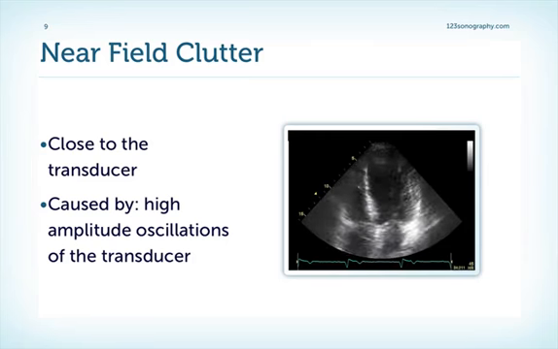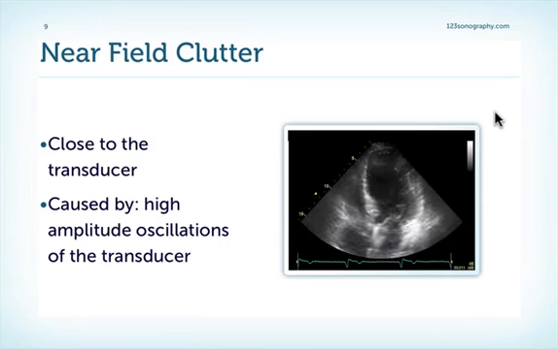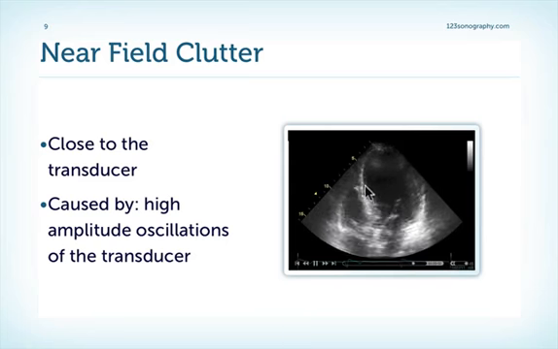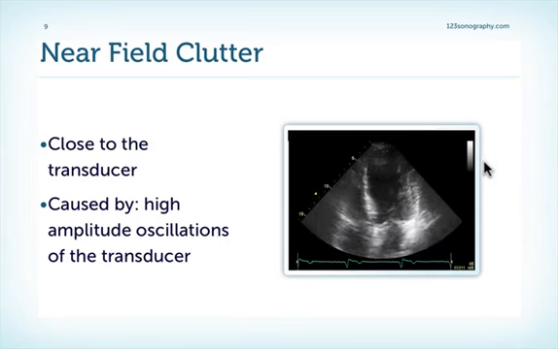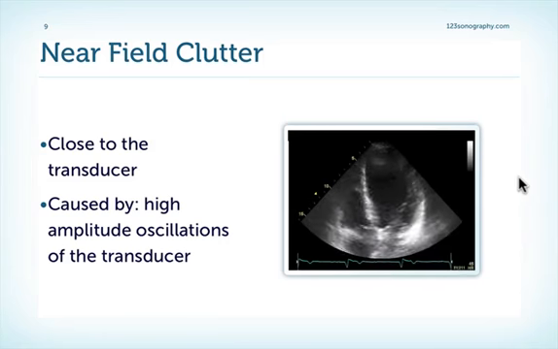But I just want to show you some typical artifacts and show you how they appear on the screen. The first type of artifact I would like to discuss is the so-called near-field clutter artifact. It is located close to the transducer, in other words here at the tip, and it is caused by high amplitude oscillations of the transducer. How could this influence your interpretation? Well, this patient has an infarct and also a higher likelihood for a thrombus. But what we see here is not a thrombus. Those are just artifacts caused by near field clutter.